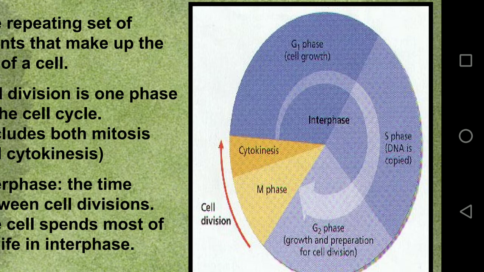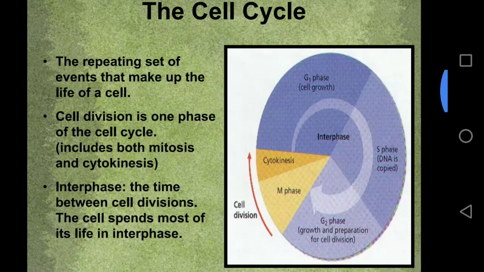There's some proofreading that goes on from the DNA replication, as well as enzyme production for mitosis. So if you count G1, S, and G2, you'll see that it takes a very large portion, almost 90% of the time that the cell is going through development and growth. So it's a very pronounced amount of time, very, very noticeable. So that's the longest stage of the cell cycle.